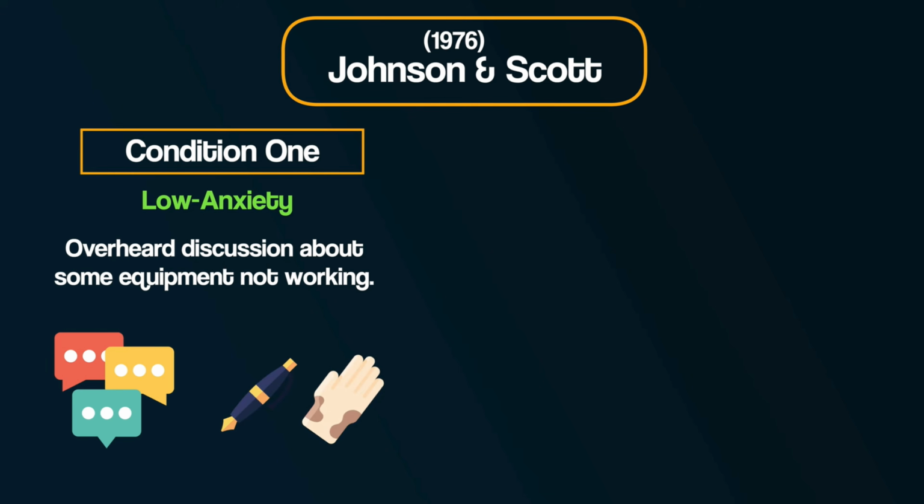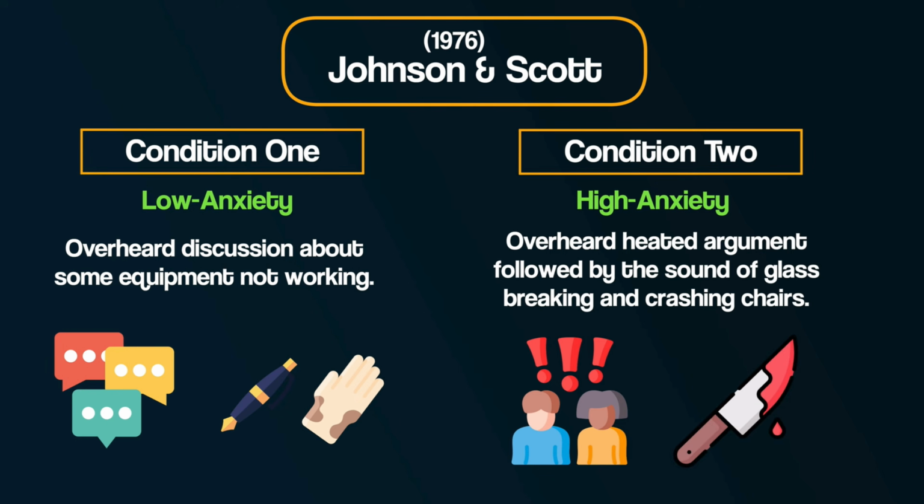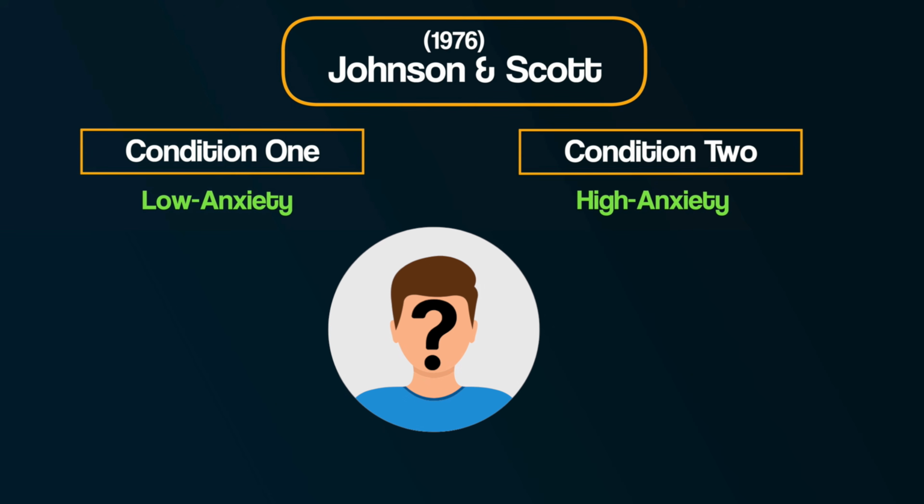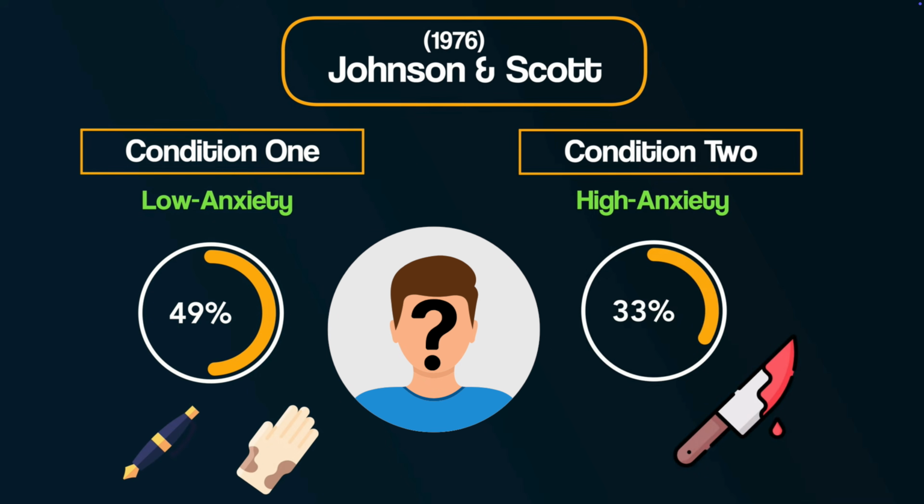In a study by Johnson and Scott in 1976, participants overheard a discussion in a waiting room before witnessing an event with two conditions. In one, a man left with a pen, and in the other, a man left with a knife covered in blood. Later, participants were asked to identify the man from photographs, and those in the high anxiety condition were less accurate compared to those in the low anxiety condition.